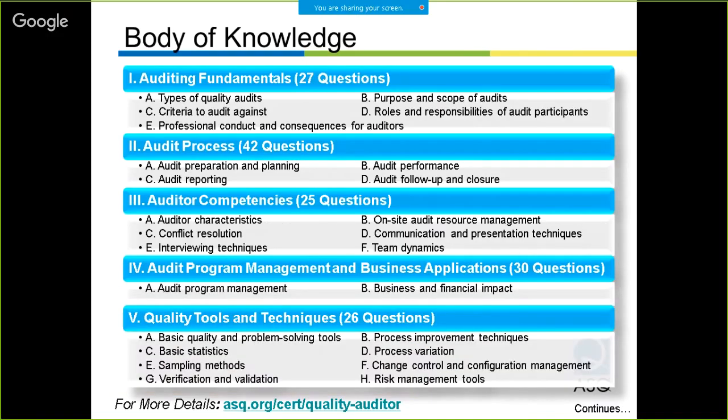See, basically, if you see my screen, the Certified Quality Auditor program body of knowledge talks about these five sections: auditing fundamentals, audit process, auditor competencies, audit program management and business applications, and quality tools and techniques. So this CQA covers everything as part of life cycle management of audit management. As an auditor, it's a continuous process. It covers all these things which are visible on your screen. Hope you got the answer.